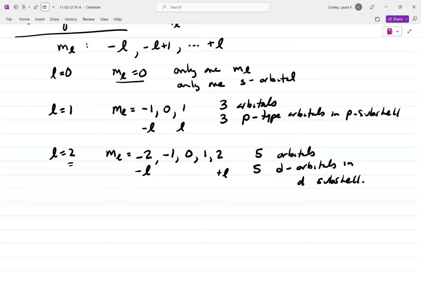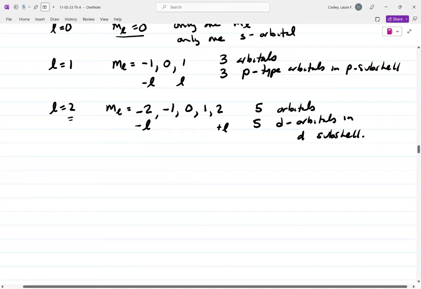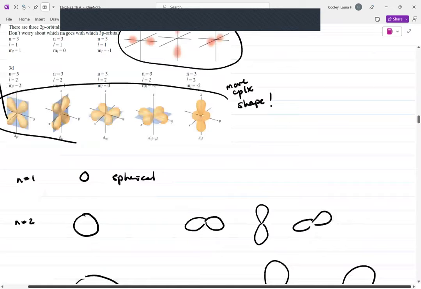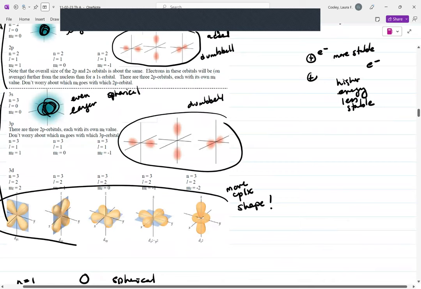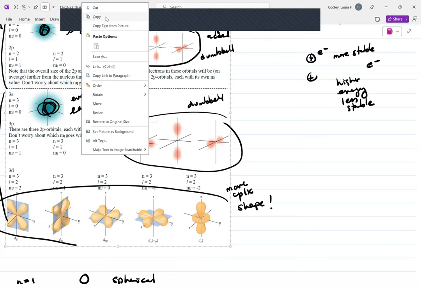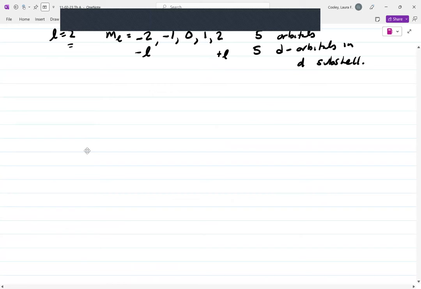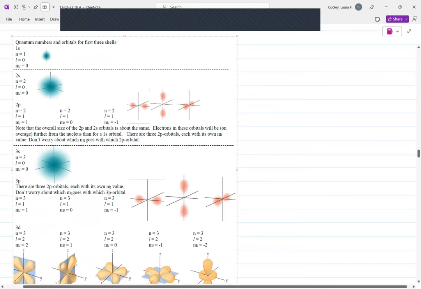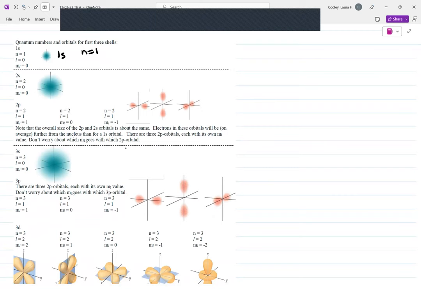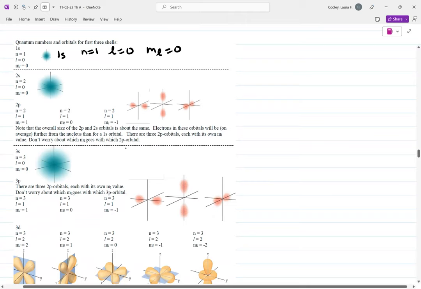So now if I go back to that paper that I gave you, that diagram, let me see if I can grab that again and make another copy of it. Okay, so we have this again, and now maybe we could see the pattern a little bit better. So this is a 1s. This is n equals 1, l equals 0, m sub l equals 0. There's only one m sub l value, so there's only one 1s orbital. That's the n equals 1 shell. Very simple, one orbital.